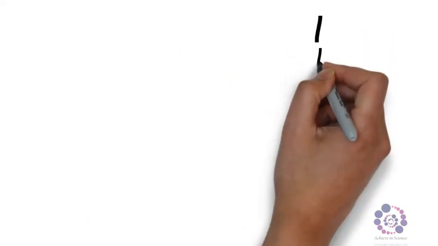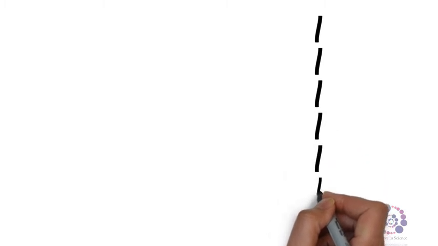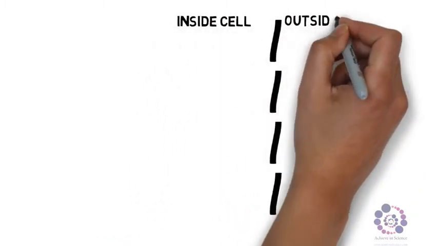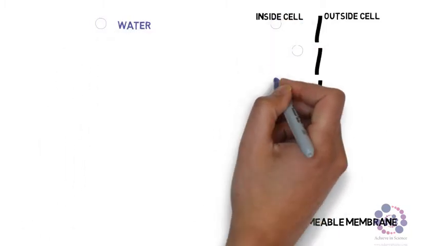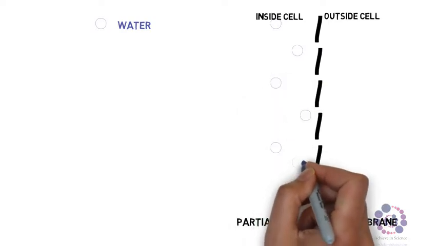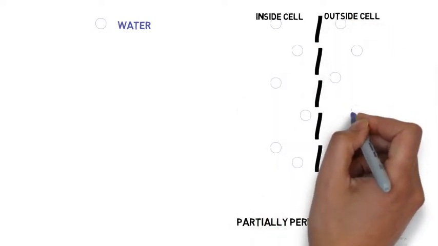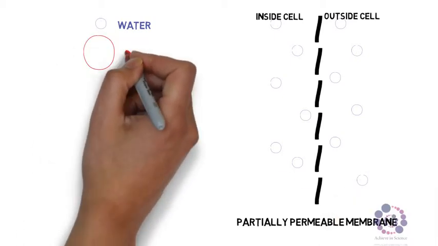Let's now look at a third example. Same diagram, inside the cell, outside the cell, with a partially permeable membrane separating the two parts of the cell. Again, blue cells are drawn to represent the water particles. Again, they are much smaller than the solute particles, but we've got differences in concentrations.